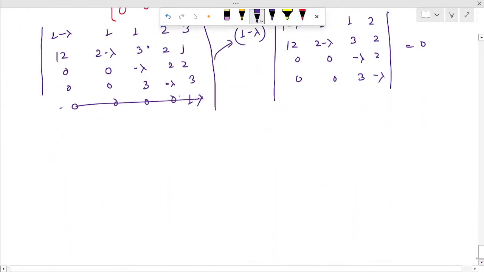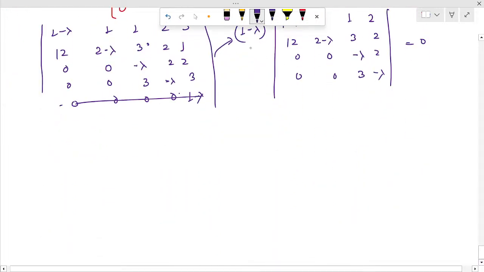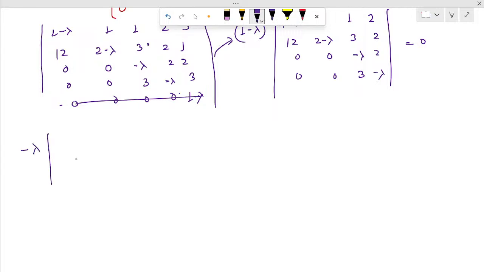Now, one thing is very much clear, that this is done. Lambda is equal to 1 is one of the eigenvalues. Now, what remains to be seen is this. Now, what you do, again expand from the last row. So now if you do that, what you will get is minus lambda. I'm just writing it here. You just confirm it on your own.